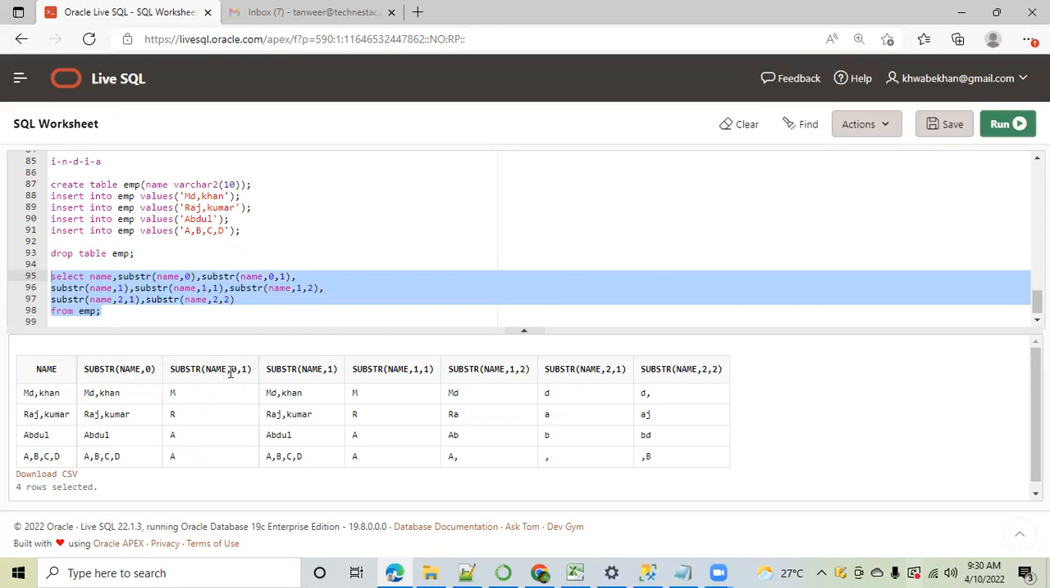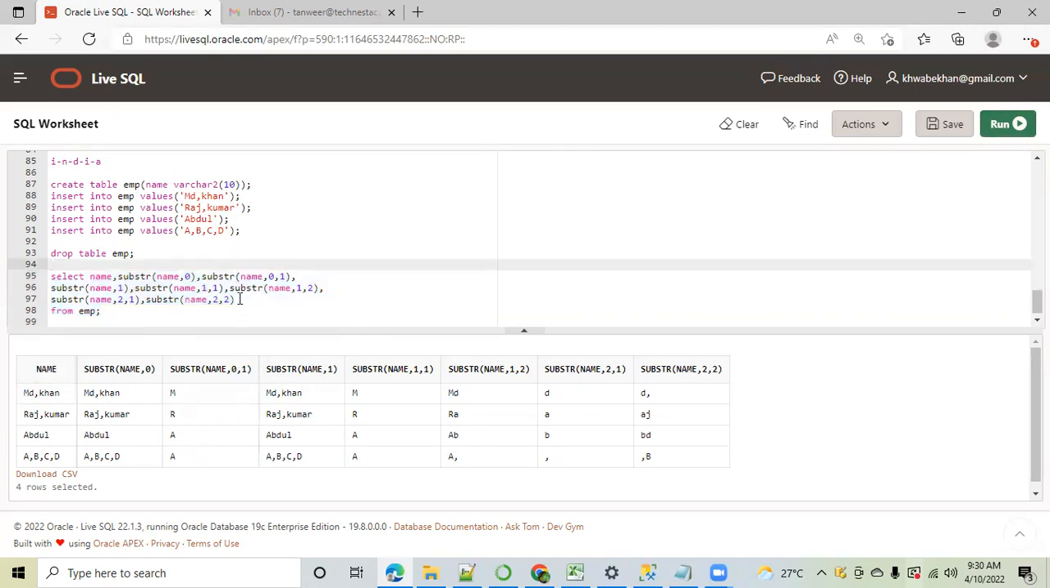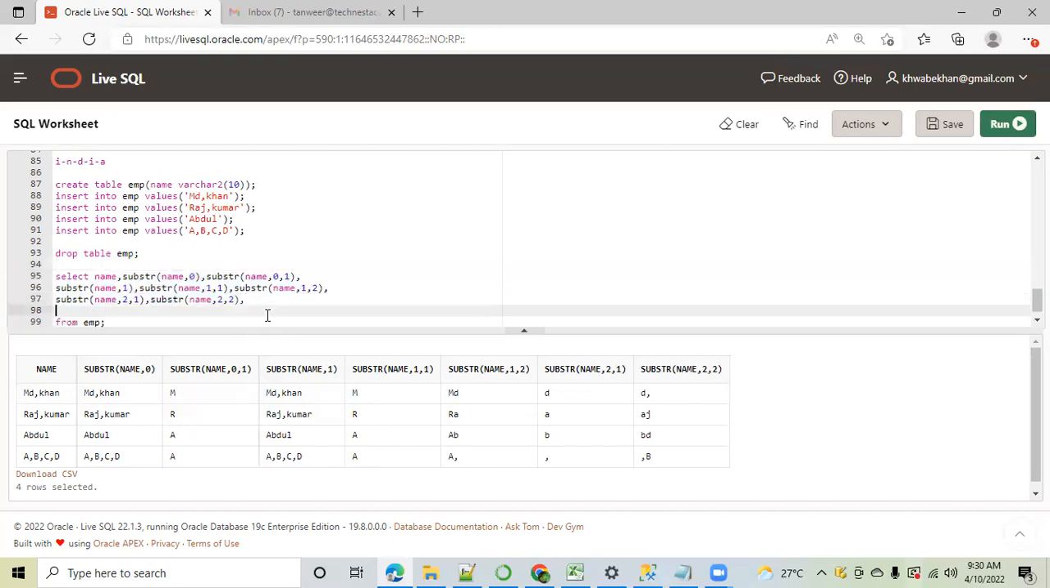Now here, this is clear. From 0, 1 character only. So this is going to only give the first character M, first character R. Any question, guys? Anyone, any question, please? No question. Very good.